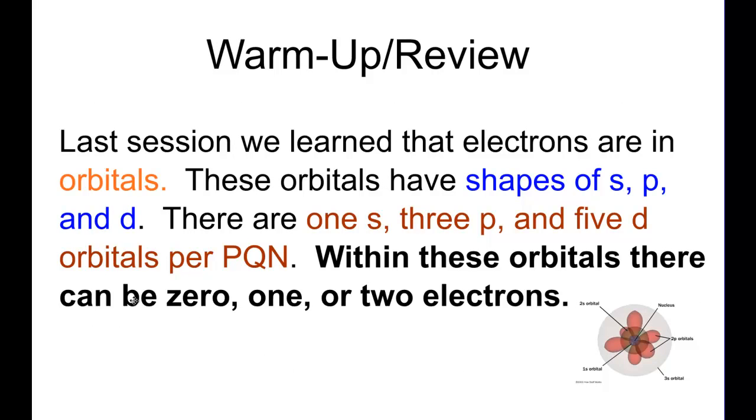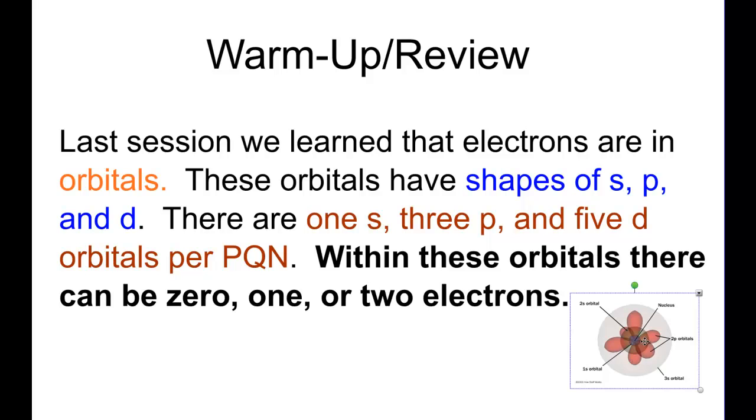So quickly, just to review, last lesson you learned that electrons are in things called orbitals, developed by Erwin Schrödinger, that these orbitals have a shape of S, P, or D, and that there can be 1 s, 3 p, and 5 d orbitals per principal quantum number, or per energy level. So within these orbitals, we learned the Pauli exclusion principle, which says that you can either have no electrons in an orbital, 1 electron, or 2 electrons, but those are your only options.